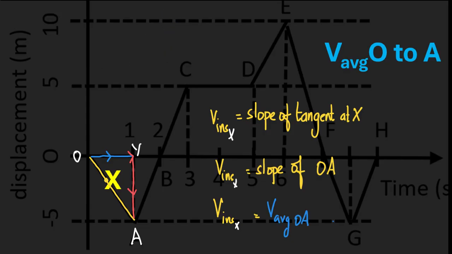Along the straight line OA here, the tangent is the same, which means OA is actually the tangent for all the points along OA. Therefore, slope of tangent at x is actually equal to slope of OA. And what is slope of OA? Slope of OA is the average velocity from O to A. And therefore, instantaneous velocity at x is equal to average velocity along OA.